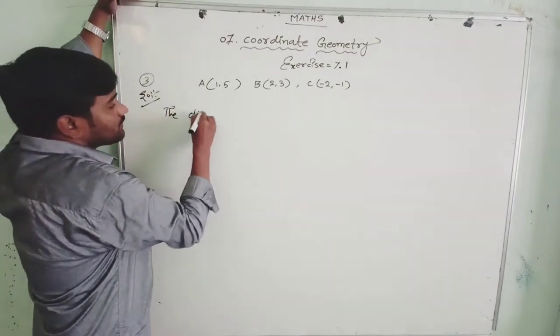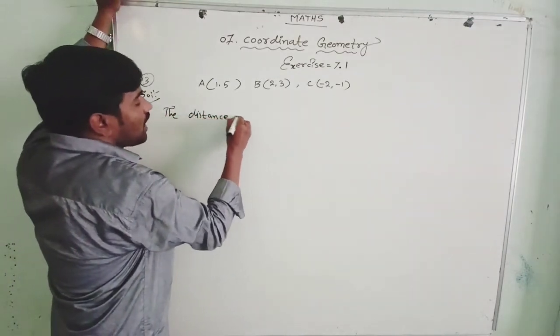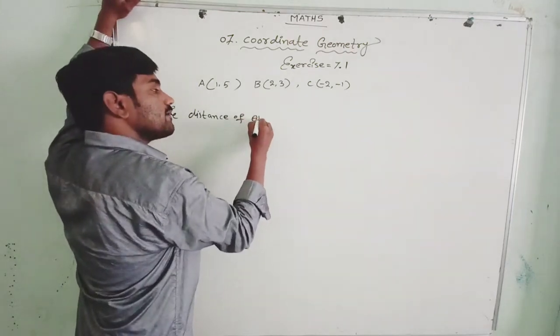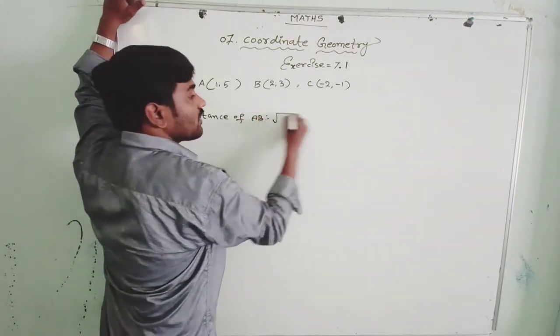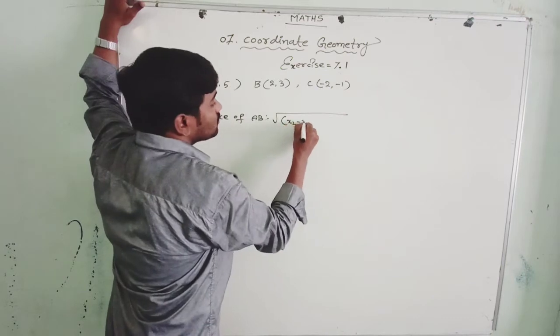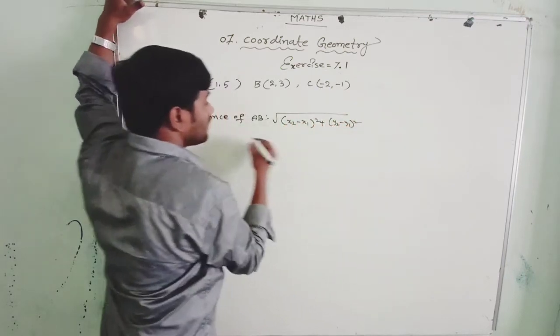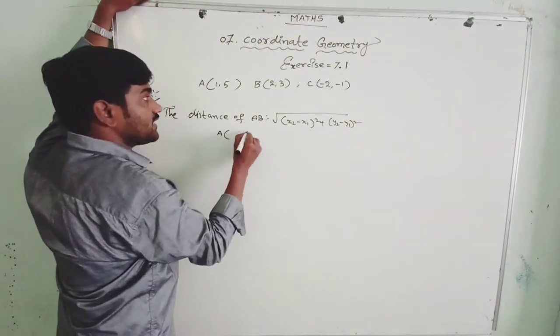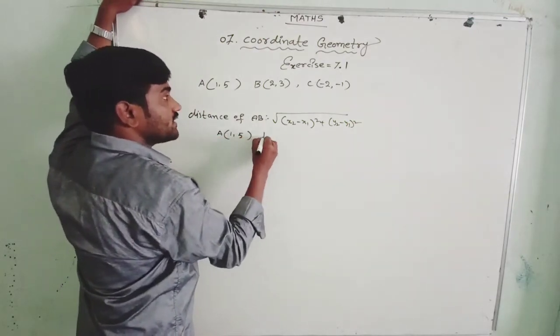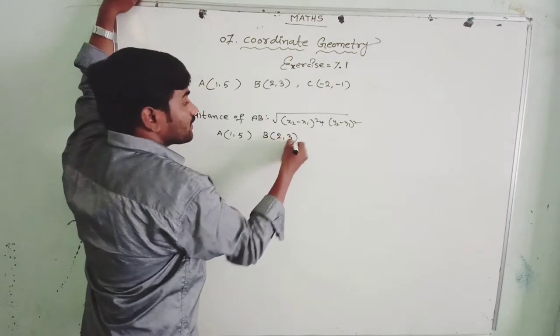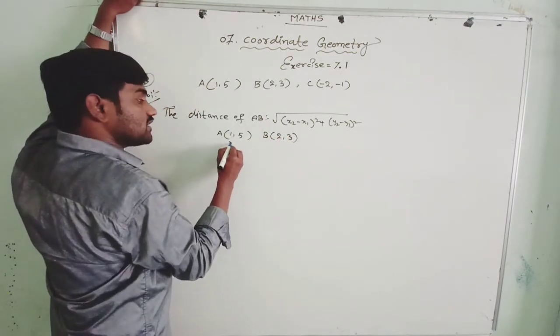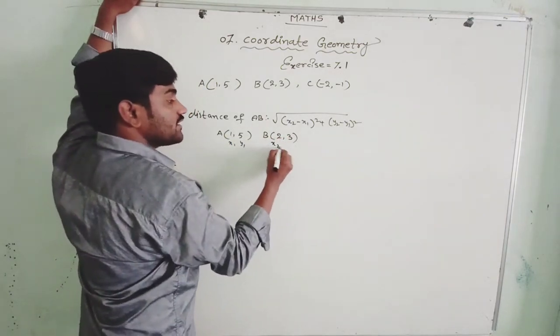The distance of AB is equal to under root of x2 minus x1 whole square plus y2 minus y1 whole square. Here I will write the A point and B point. You people have to maintain the same, because I want to find the AB distance. It is x1 and y1, x2 and y2.